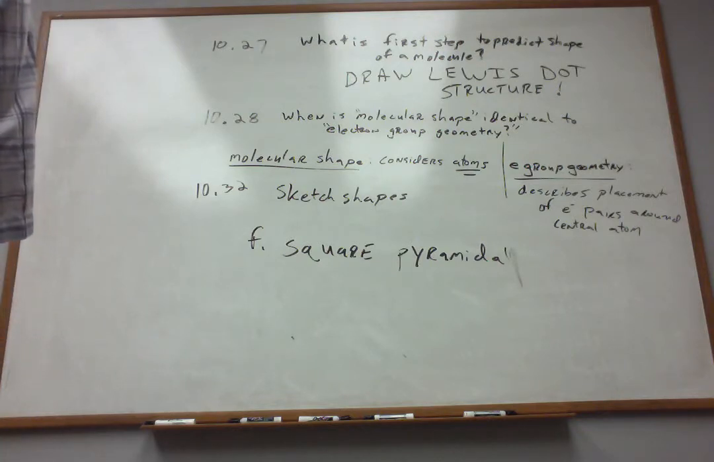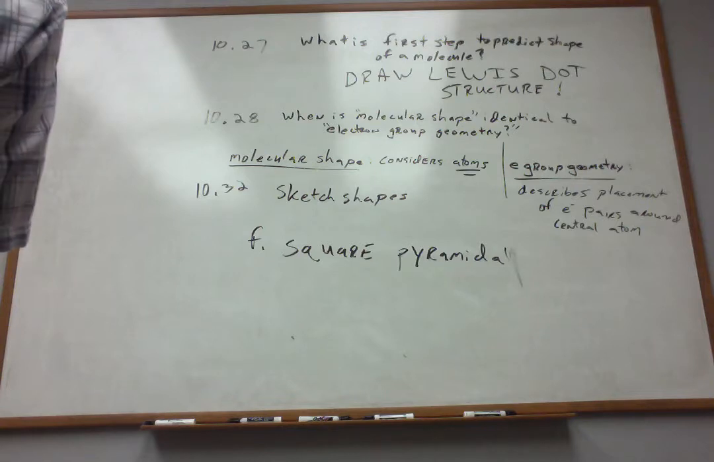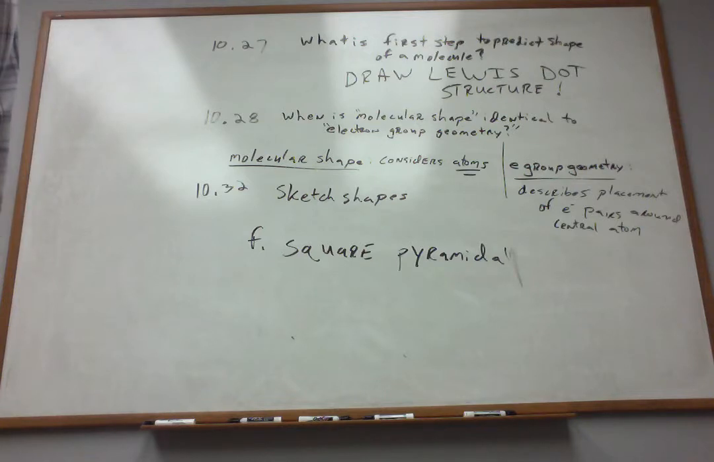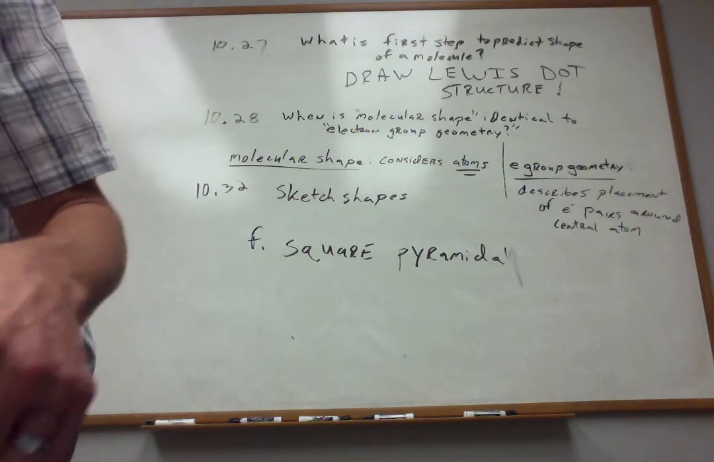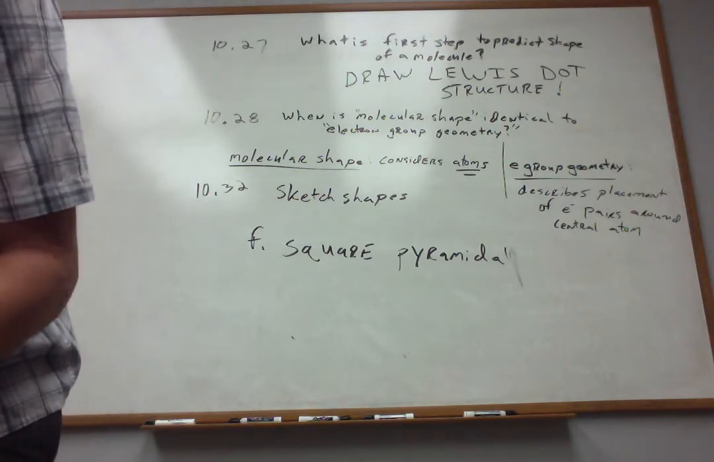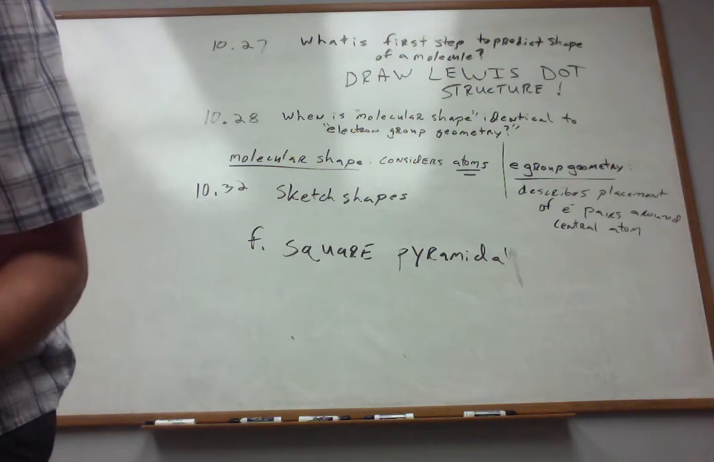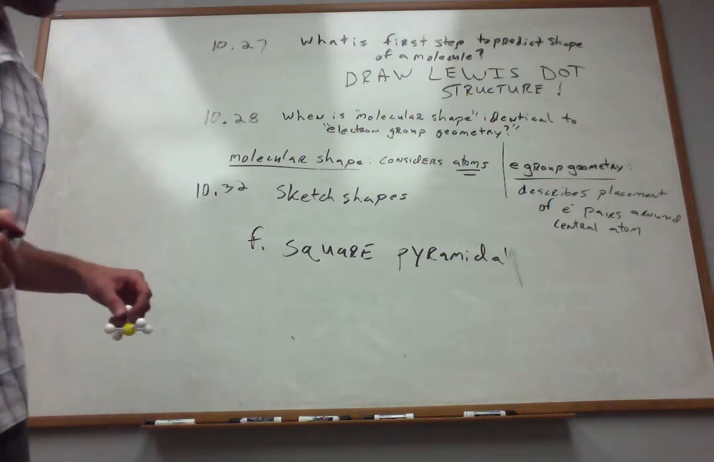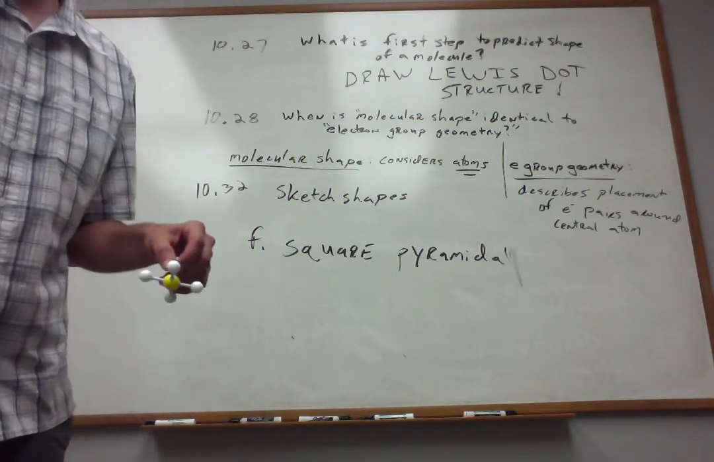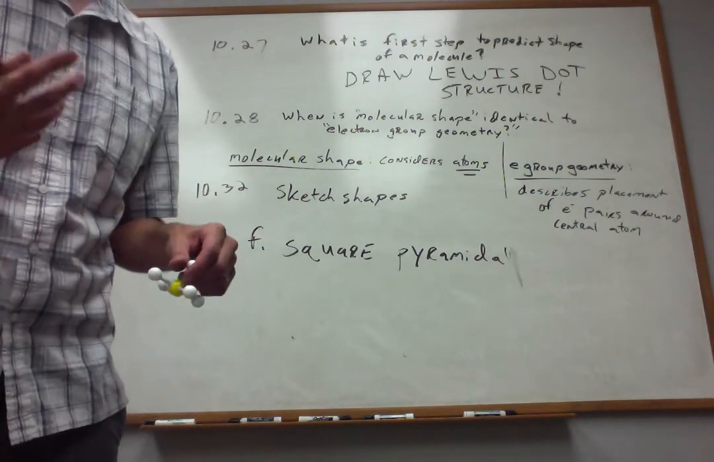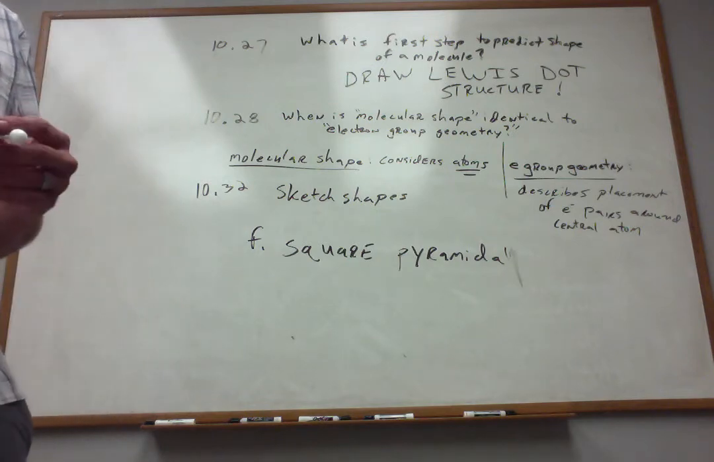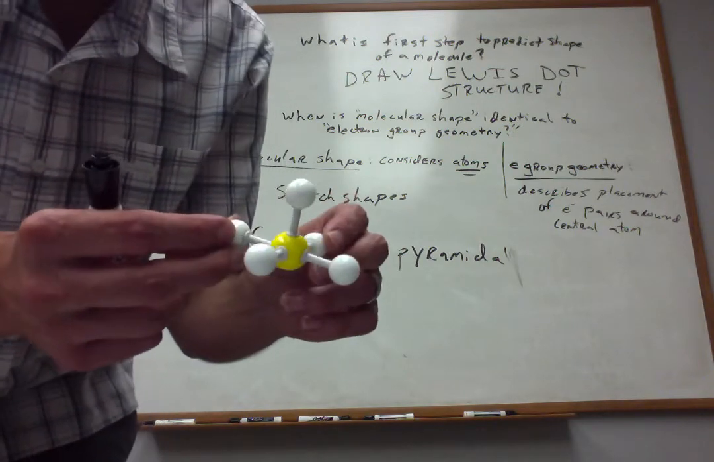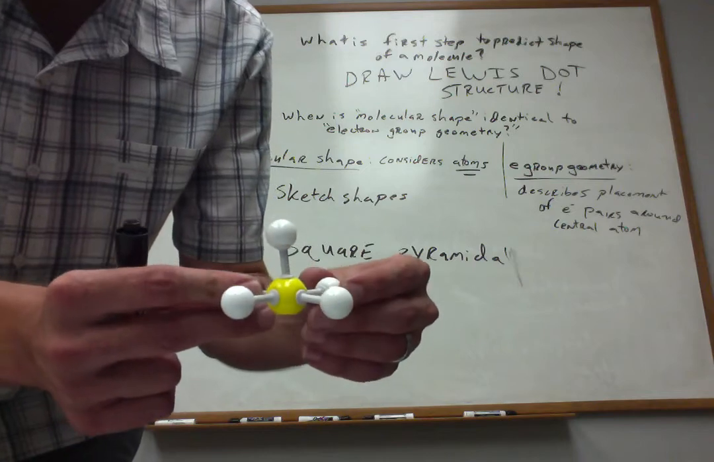Well, square, okay, I know what a square is. I guess that's pretty straightforward. But what about this pyramid bit? Okay, well, we've already seen pyramids, right? In our VSEPR structures, we did that on the last one. So what do we mean by square pyramidal? Well, this is going to be in a base octahedral VSEPR geometry, and the structure will ultimately look like this one that I'm showing you right here.